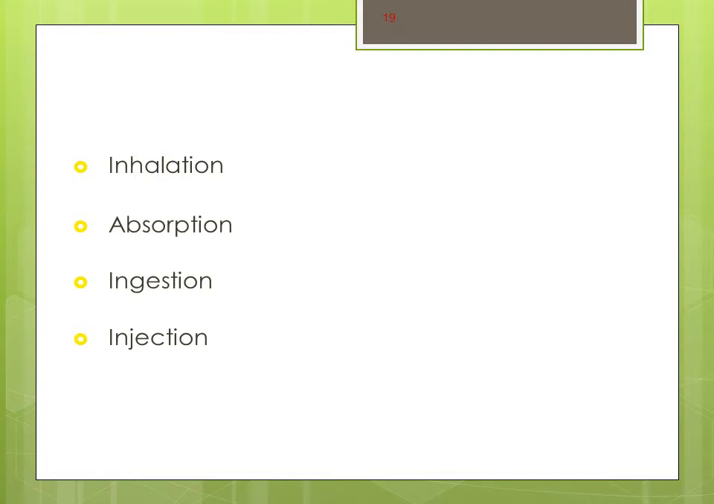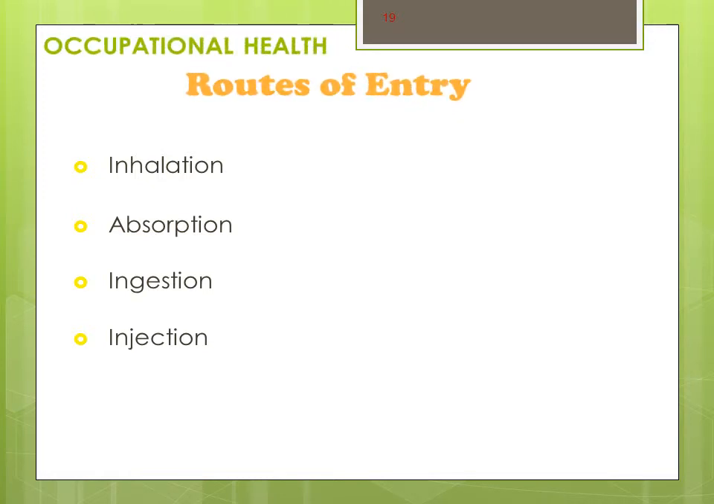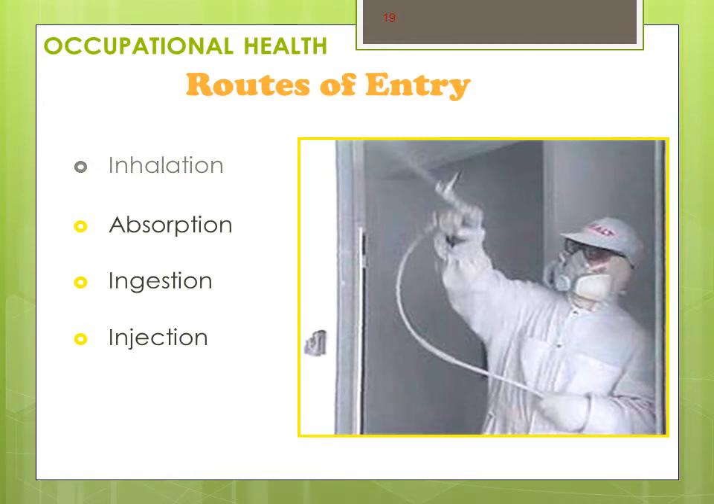There are 4 routes of entry into the body for hazardous substances. The first is inhalation. Breathing is one of the most common routes of entry for toxins. Your lungs are in constant contact with pollutants in the workplace air and are a prime target for carcinogens. Next is absorption. Some chemicals can penetrate through skin, reach your bloodstream, and travel to other parts of your body to cause harm.